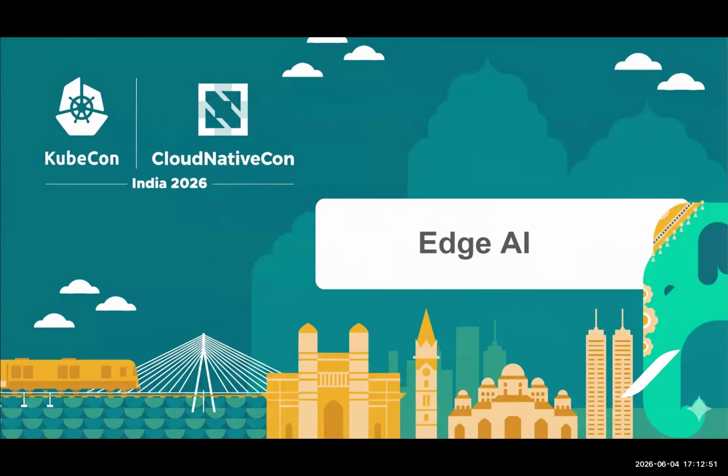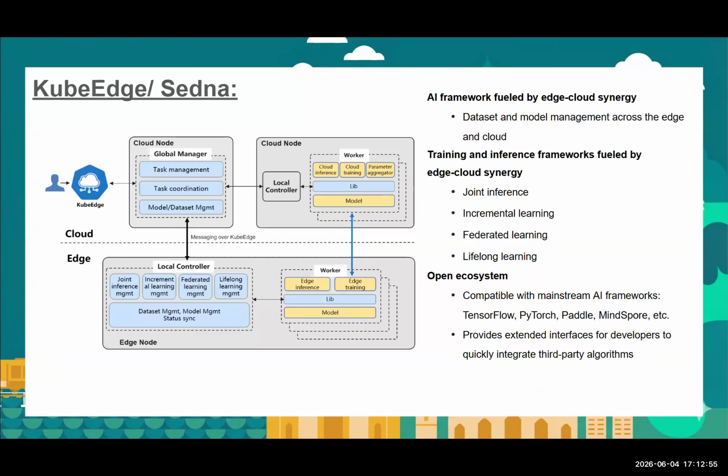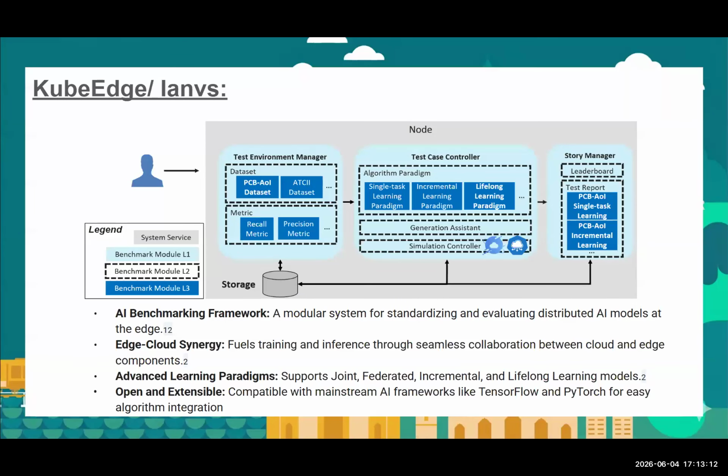Then I will be emphasizing the Edge AI part. In the Edge AI part, I will explain KubeEdge has two great repositories which are working on SIG AI. First one is Sedna. Sedna has this particular use case, and this is the complete architecture. I will be explaining it. Next, I'll be explaining how KubeEdge Ianvs works. This is the architecture of KubeEdge Ianvs. Fine. I'll explain this, how test environment, test controller, and story managers work.